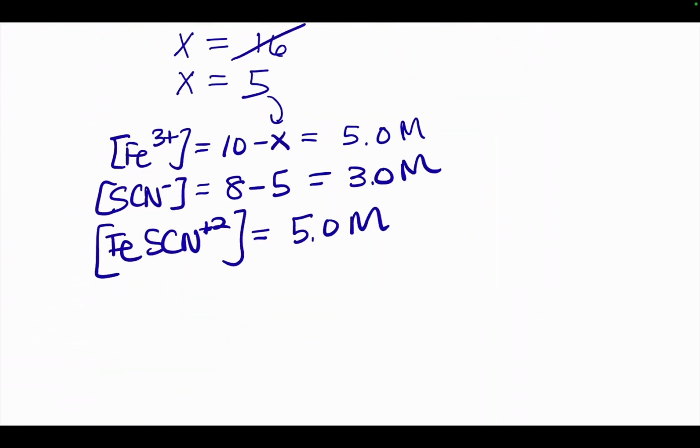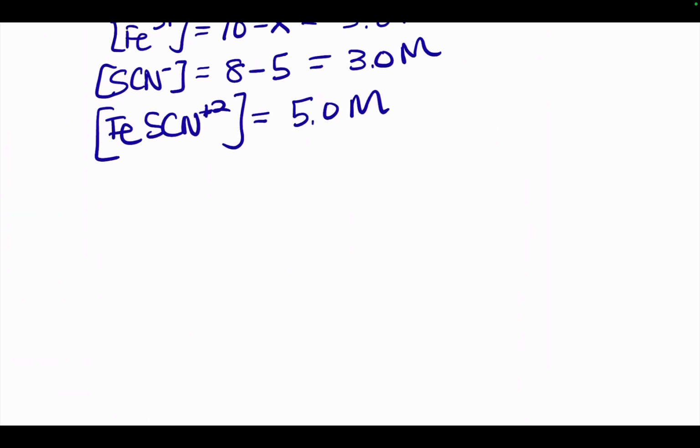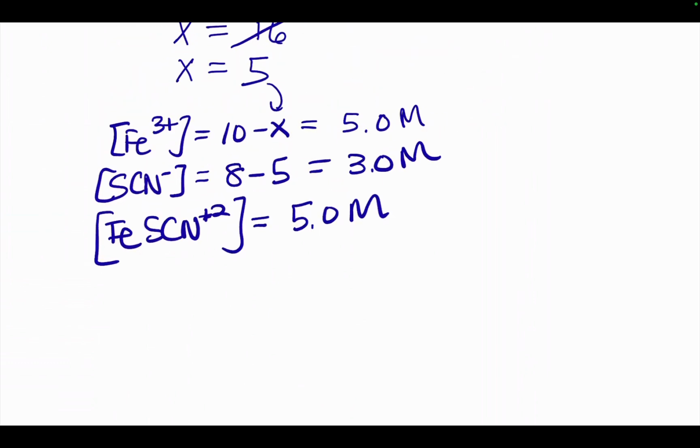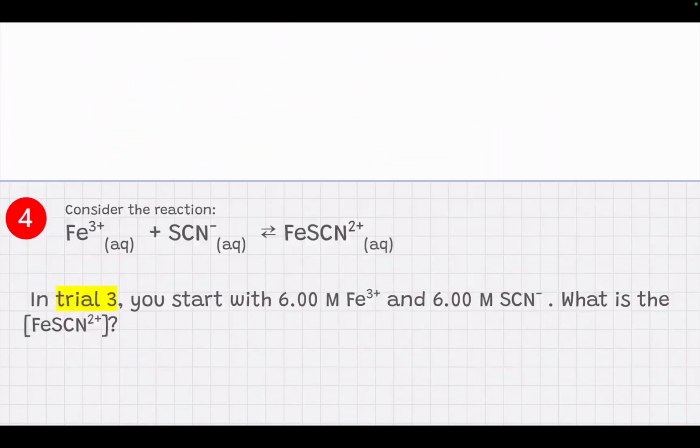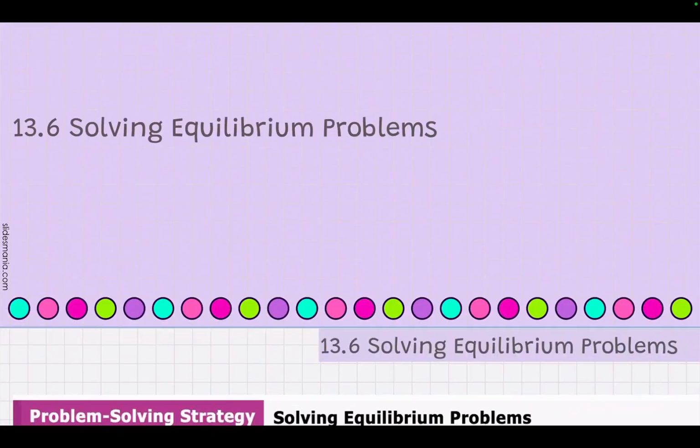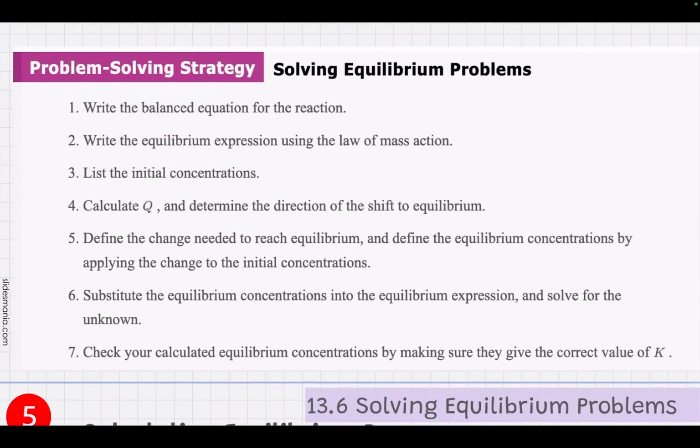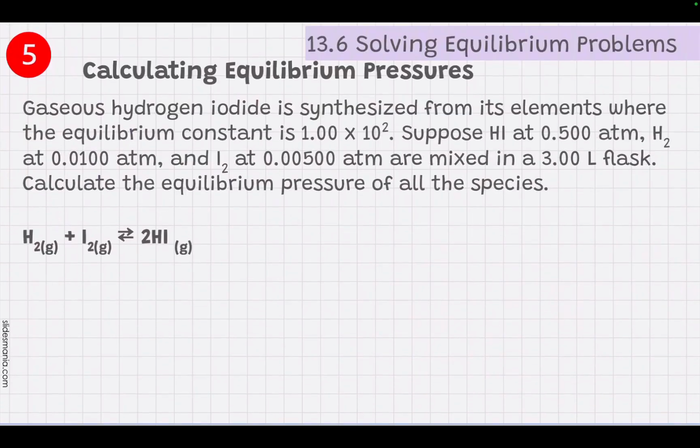So those are fun. And you will see some of those on the WebAssign. And then let me just show you one other type of problem. This is putting together now Q and our ICE table. So in this question, we have our reaction.